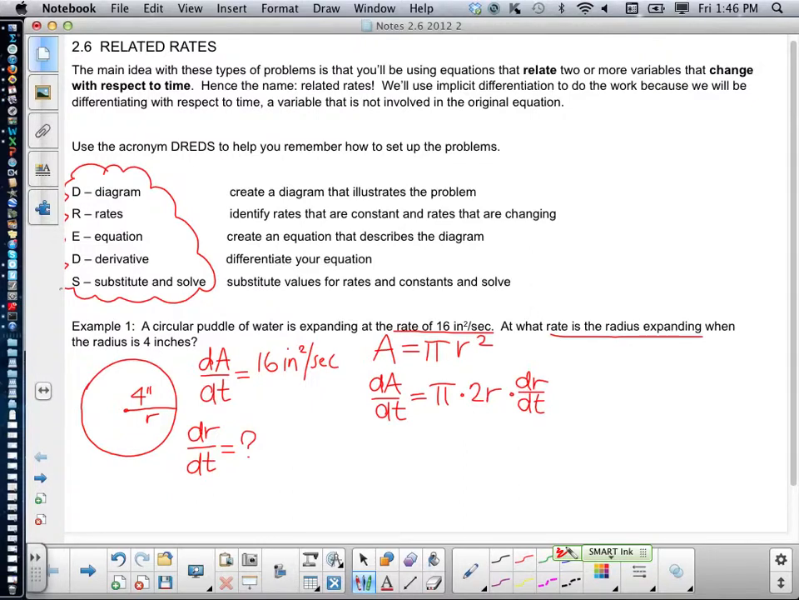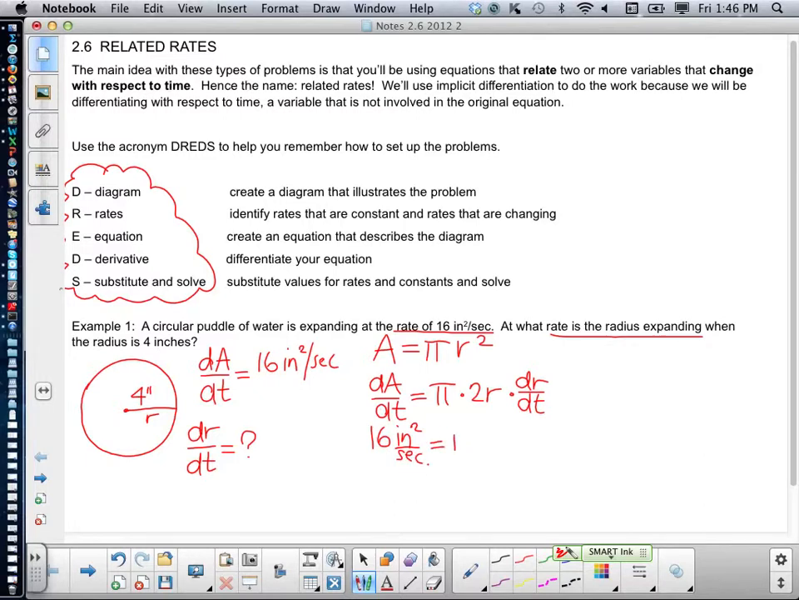So now I've done my diagram, I've done the rates, the equation, the derivative, so now we're ready to substitute and solve. Okay? So we'll substitute the rates. We know that dA/dt is 16 inches squared per second. So I have 16 inches squared per second.